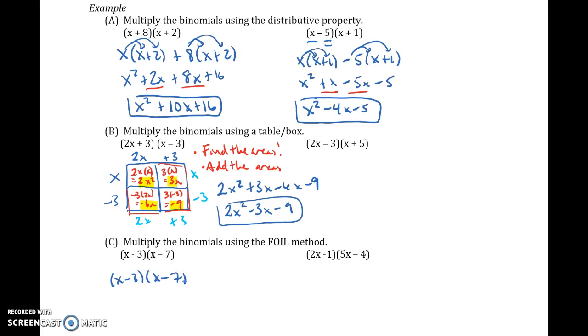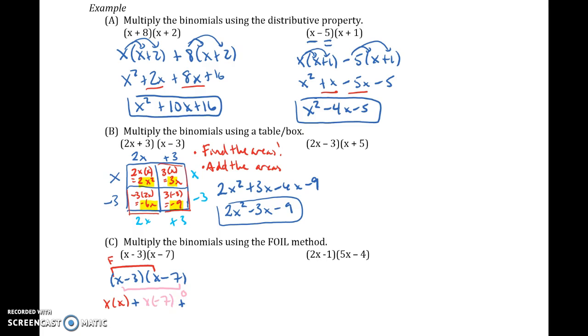So remember, F stands for first, so what we want to do is multiply the first terms, x and x. So that's the F part of FOIL. Then O stands for the outside, so that's the outer value, so that'll be x and -7, so that's O. And then we want to add these together, okay? So I'm going to add together my x times -7 to the x times x. And I'm going to keep going.